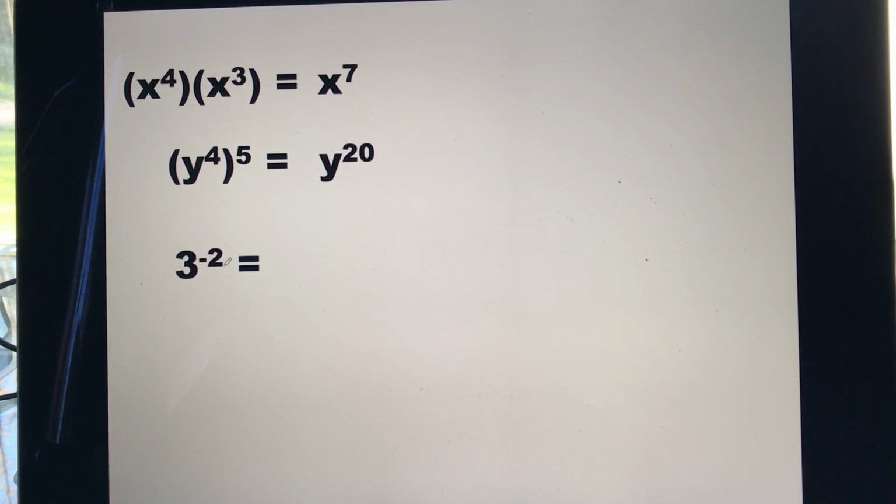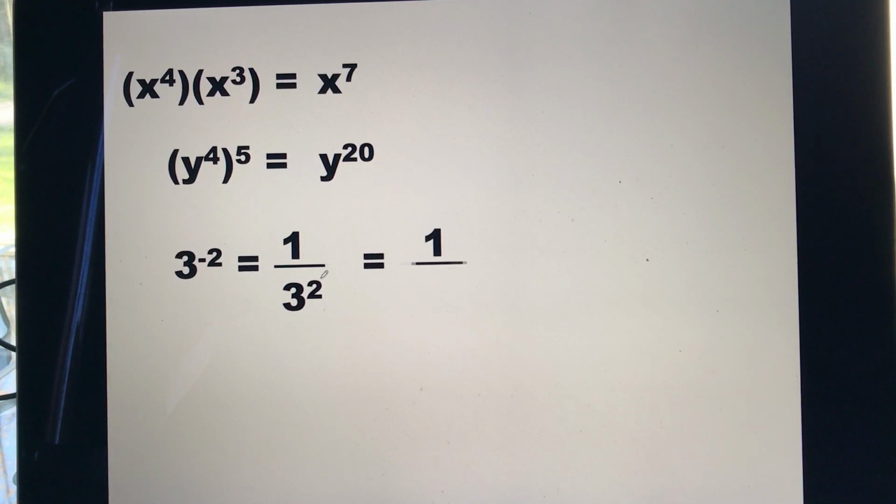3 to the -2. This is a little strange because this is saying, times 3 by itself -2 times, which we can't. That's difficult to understand. However, if I write that as a fraction, that becomes 1 over 3 to the +2. And 3 to the +2 we can work out. We know what 3 to the +2 is, 9. So that's really our technique. Whenever we have a negative exponent, we have to write it as a fraction just so we can kind of understand what's going on.